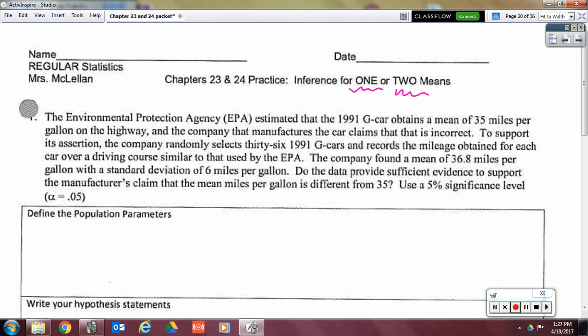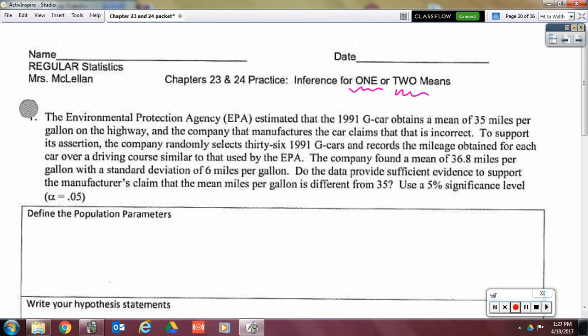Is it talking about one mean or two means? So here we go. The Environmental Protection Agency estimated that the 1991 G car obtains an average of 35 miles per gallon on the highway. And the company that manufactures this car claims that that is incorrect.